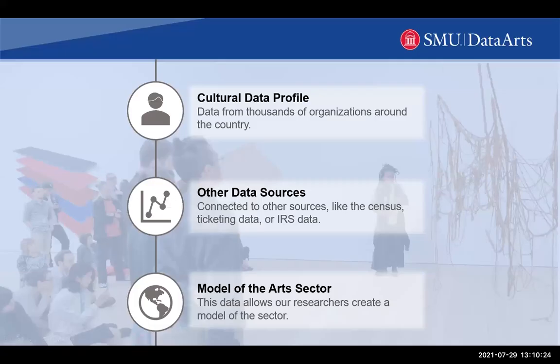Let's dig into this a little bit more. Remember, SMU Data Arts has access not just to your KIPI scores and CDP data, but data from thousands of other arts organizations who fill out the CDP around the country. Our research team then connects that organizational data to other sources like census data, data about ticketing, or IRS data. As part of creating the KIPI dashboard, our research team looks at all of this to create a model of the arts and cultural sector. Specifically, this means that our researchers can start to tell what factors tend to influence things like return on fundraising for arts organizations.